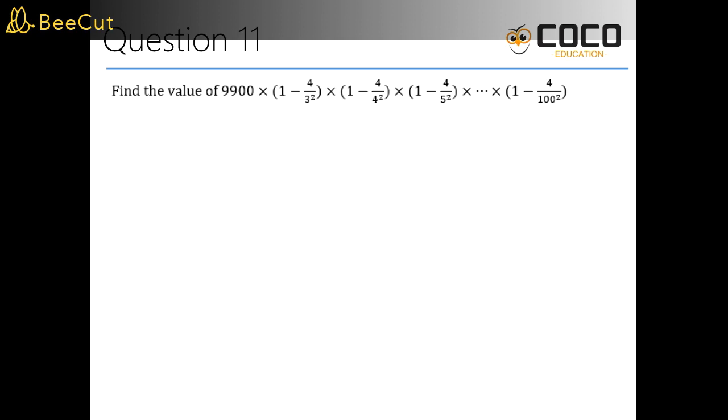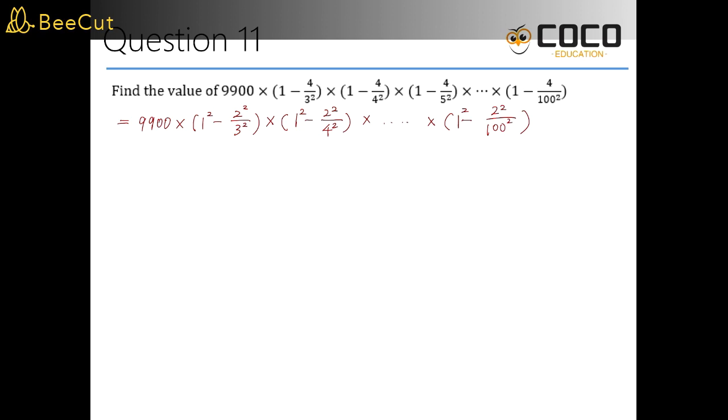Now for question 11 here. So 9900 times, and here we treat it as 1 square minus 2 over 3 square. The next group is 1 square minus 2 square over 4 square. Right, all the way to the last group, 1 square minus 2 square over 100 square.